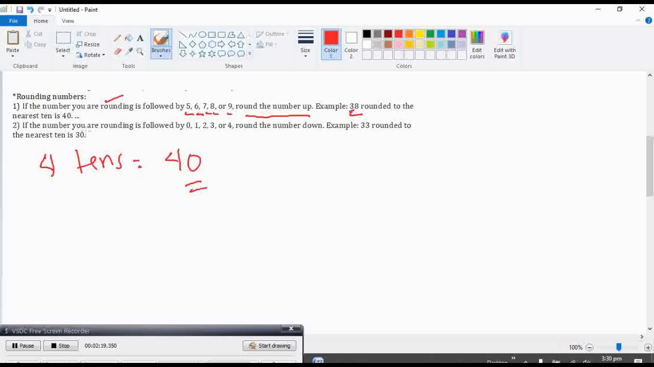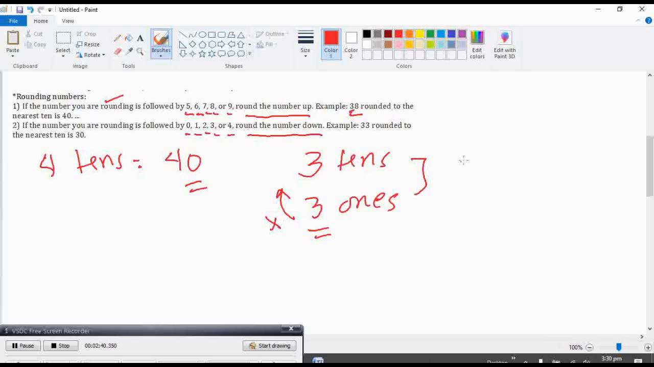While if the number you are rounding is followed by 0, 1, 2, 3, and 4, round the number down. Example, you have 3 tens and 3 ones. 3 ones cannot give help to 3 tens. So therefore, 3 tens will remain as 3 tens or 30.